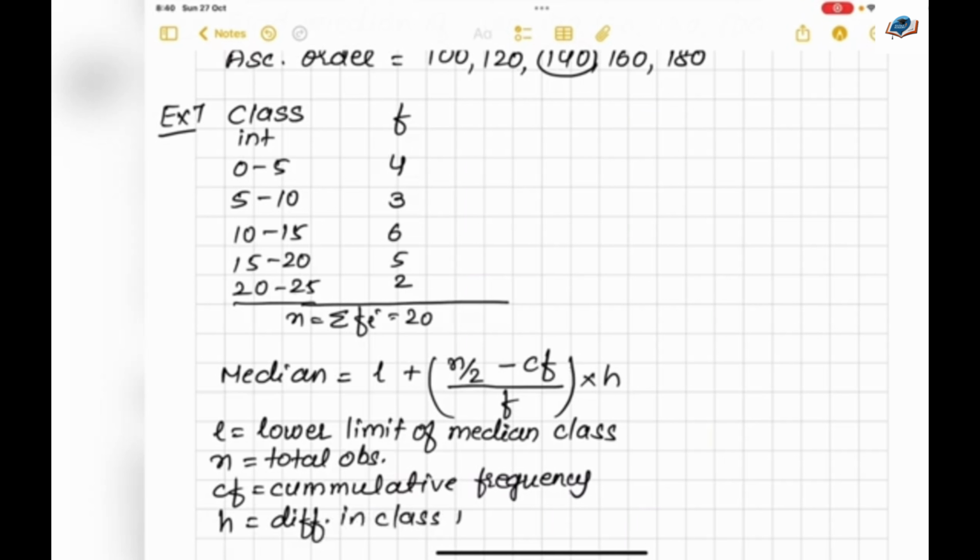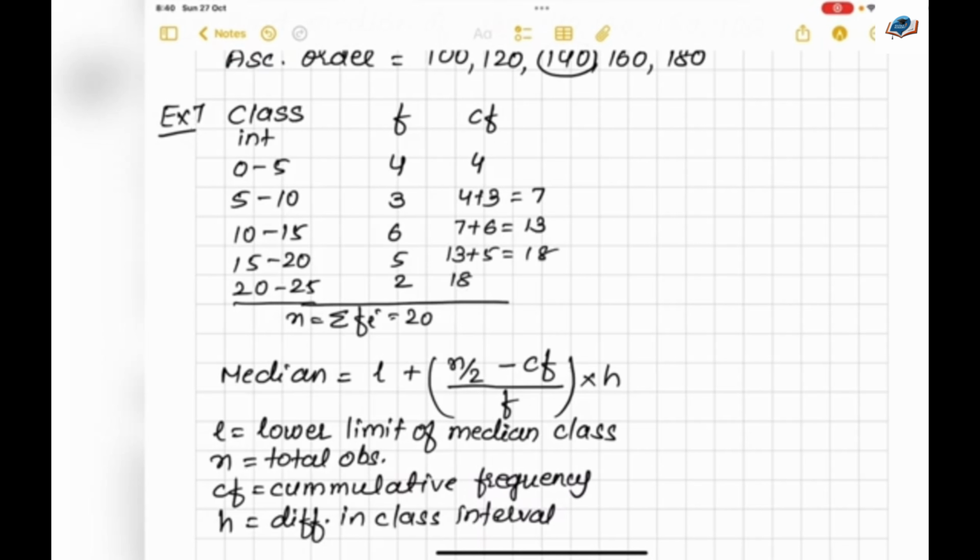So here, now let us understand first CF. CF, how you will find? You will write CF. Now the first value you will write 0 to 5. It is given as 4. So 4. Now in the next step I will do 4 plus 3. That means the next observation I will be adding into that. So 4 plus 3 is 7. Then 7 plus 6, so that will be 13. Now 13 plus 5, so that will be 18, and 18 plus 2, 20.